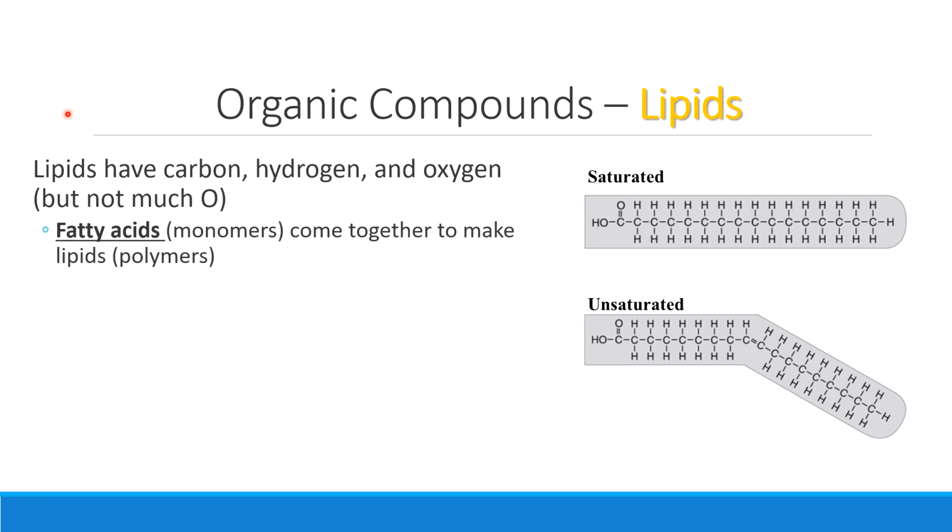When we talk about organic compounds, remember that we had this word polymer and this word monomer. So the polymer is the big version. When I use this word lipids in general, that's my polymer. What build these lipids are things called fatty acids. So little pieces, fatty acids, come together to build these large things called lipids.